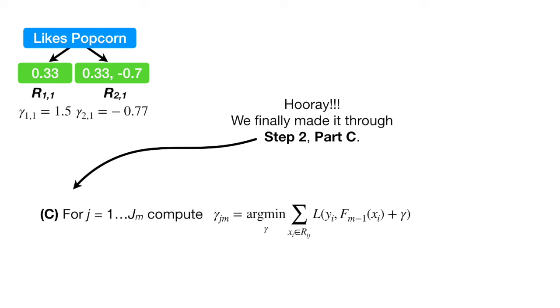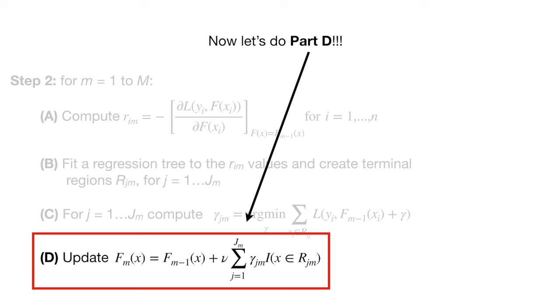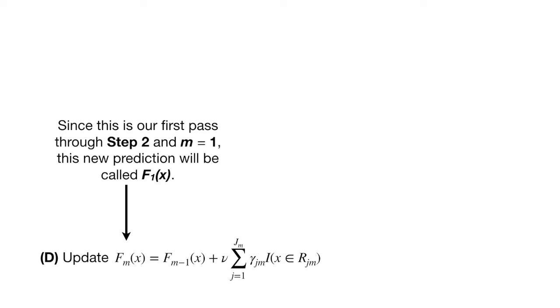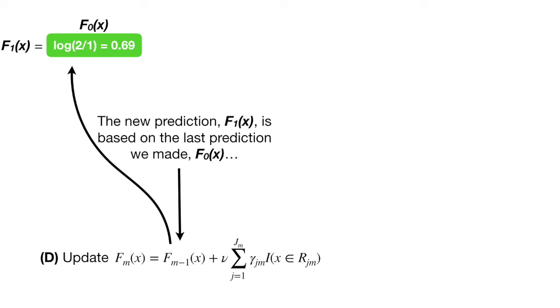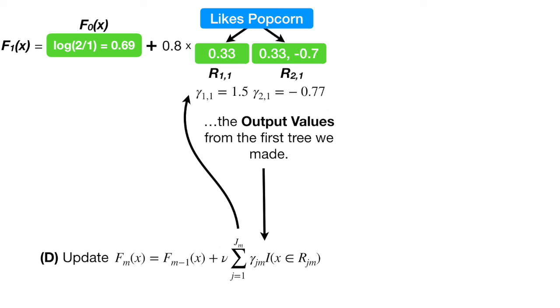Hooray! We made it through step 2, part C. We calculated output values for each leaf in the tree. Now let's do part D. In part D, we make a new prediction for each sample. Since this is our first pass through step 2 and m equals 1, this new prediction will be called f sub 1 of x. The new prediction, f sub 1 of x, is based on the last prediction we made, f sub 0 of x, plus the learning rate, nu, times the output values from the first tree we made.